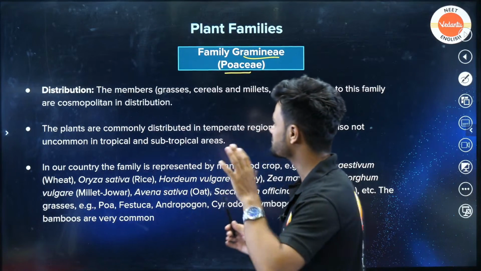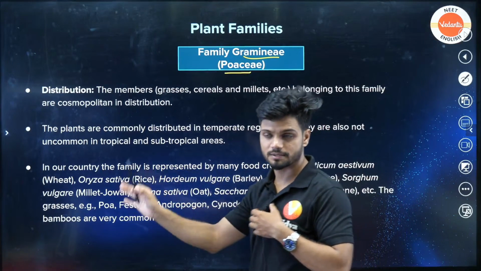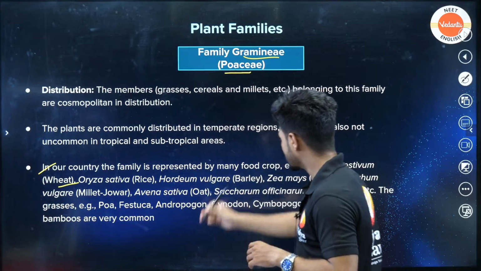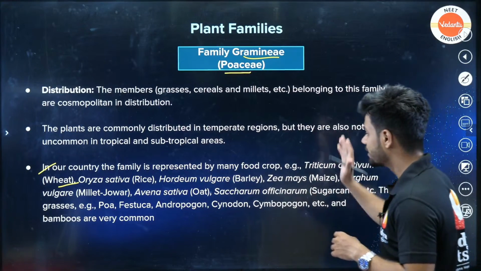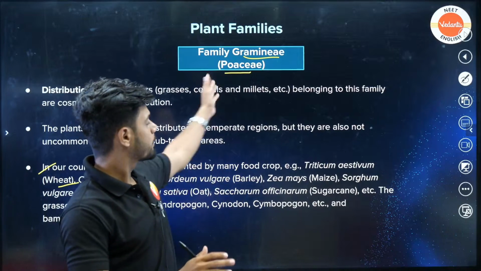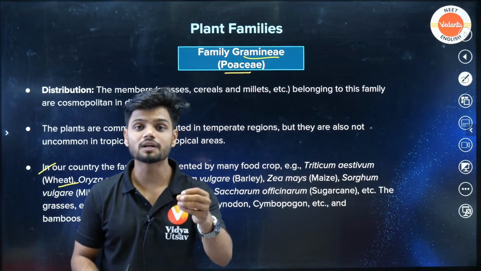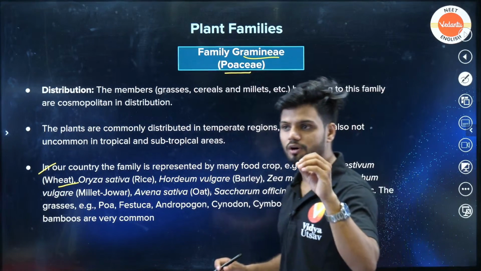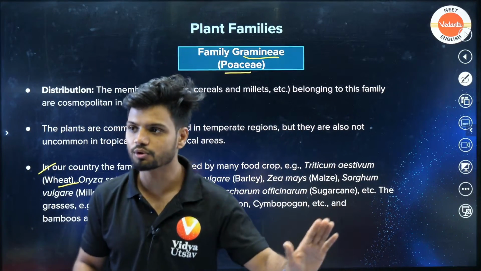Because these are the highlighted points. Now again, in the case of your Poaceae, remember the economic importance. Here we have wheat, rice, barley, maize, millet, oats, sugarcane, all the grasses. All of them come under your Poaceae, also called the Gramineae family. Solanaceae is not there. Solanaceae and Liliaceae both are removed from your syllabus.